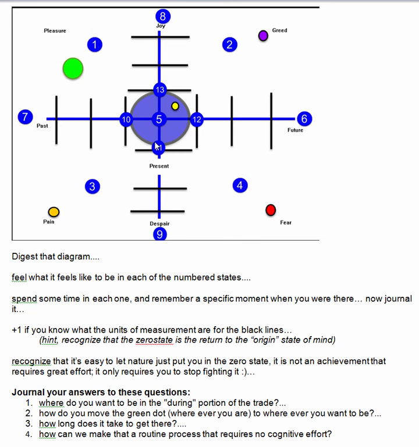What I want you to do now is figure out where you want to be during the trade, from the time that you enter to manage the trade until exit. While you're in the execution portion of that trade, where in region 5 do you want to be? How will you move from the green dot to region 5, or from orange, red, and purple? How do you get from these outlying regions back to the zone of effective action? How long does it take you to get there?